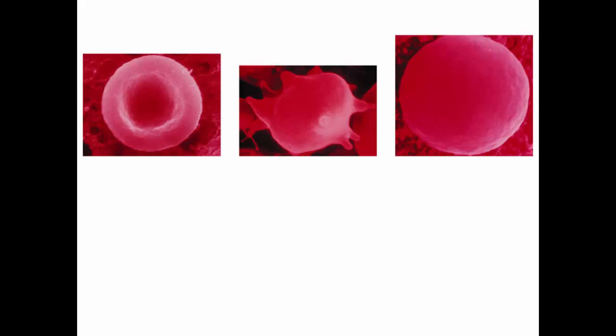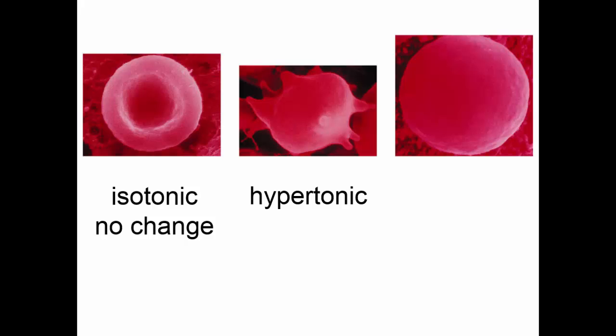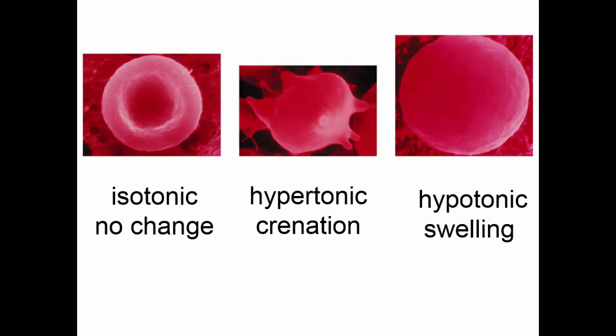Now these are red blood cells. This first one is in an isotonic solution. That's the normal size and shape of a red blood cell, so there's no change. When we put the red blood cell in a hypertonic solution, it's going to lose water. It's going to shrivel up. In the case of a red blood cell, we call this shriveling crenation. And if we put the cell in a hypotonic solution, it's going to take on water. It's going to swell up and potentially could rupture or lyse.